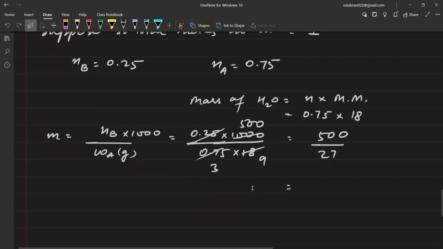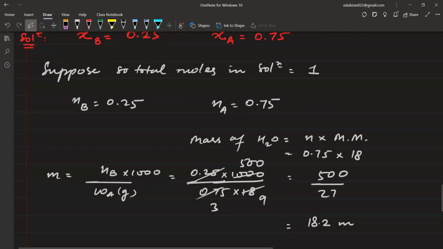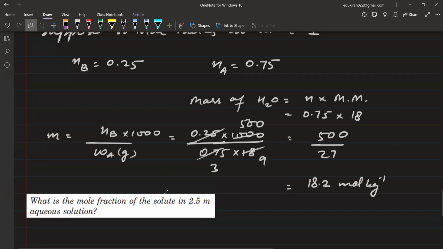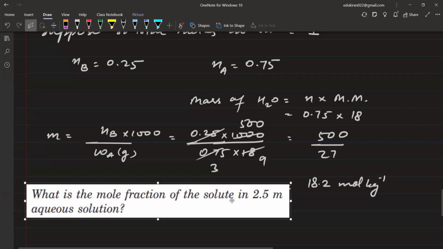Tell me what's the value that you are getting. The 18.2. Almost this much only it will be. Validity. So you can write moles per kg. The reverse of this question would be, you have been given the molality of the solution, you have to calculate the mole fraction.